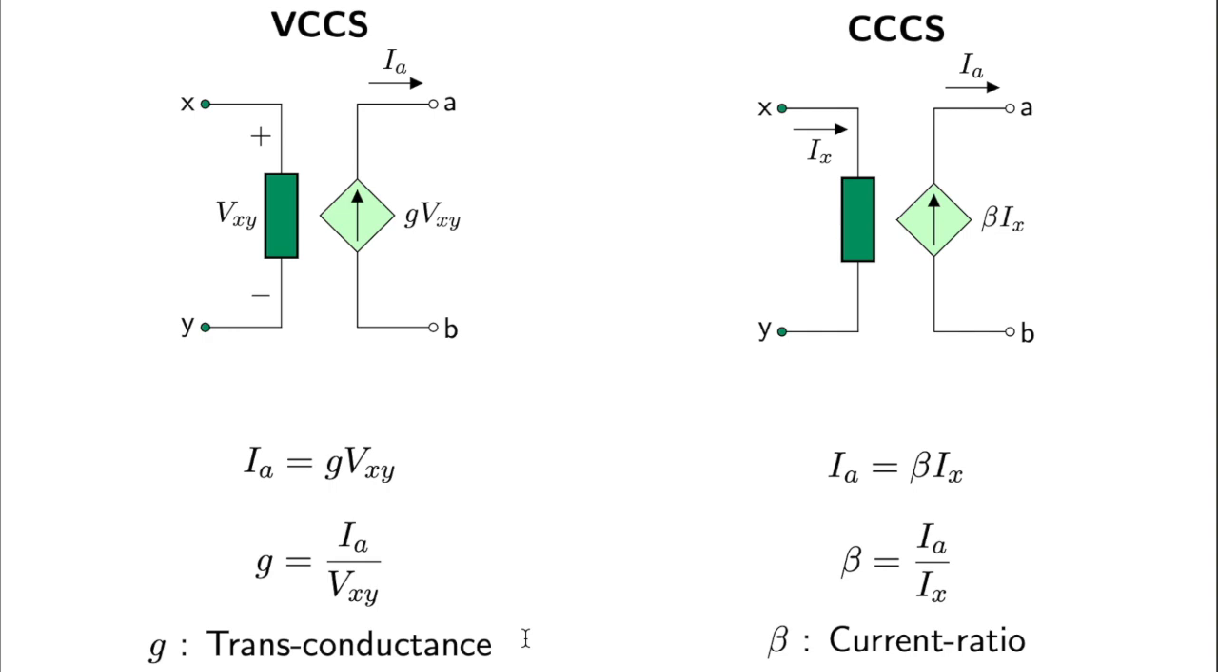The last in this category is the current controlled current source. Here the controlling value is Ix and the controlled or source value is Ia. When you combine this into an equation, you find that beta is the current ratio. The famous example is the BJT, where the collector current depends on the base current value. So this gives you a glimpse of all the active sources, the active elements.